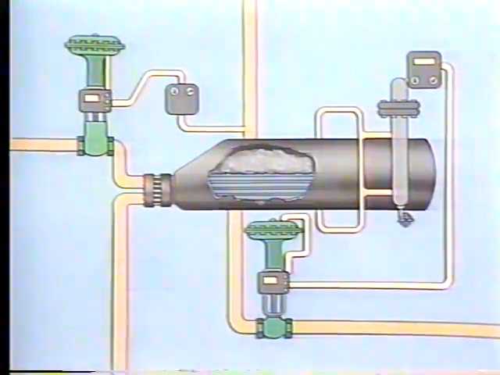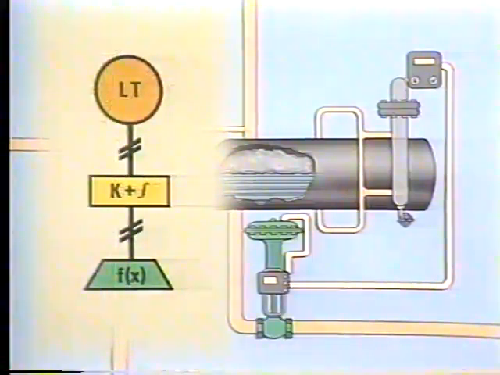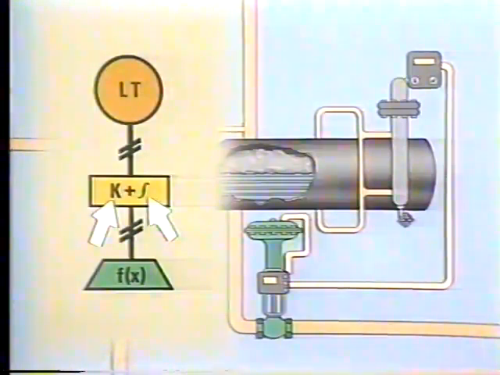Let's check the logic diagram to learn more about this controller. The letters LT tell us that the measuring part of the instrument is a level transmitter. We can see by these symbols that the controlling element is a proportional plus integral controller.